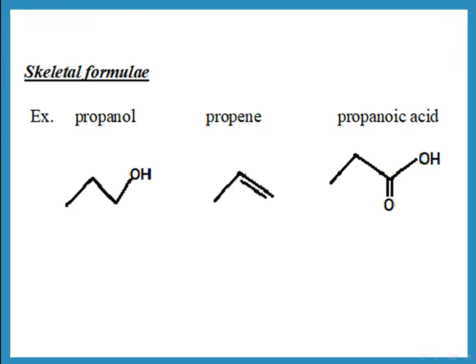So this is how we draw propanol, for example. I have 3 carbons and then an OH. Propene, I have 3 carbons and 2 of them have a double bond between them. Propanoic acid would be the 3 carbons with a double bond and OH.